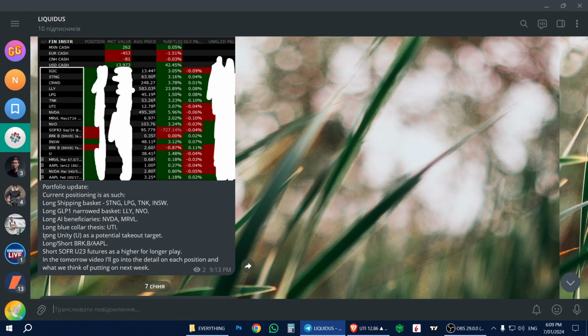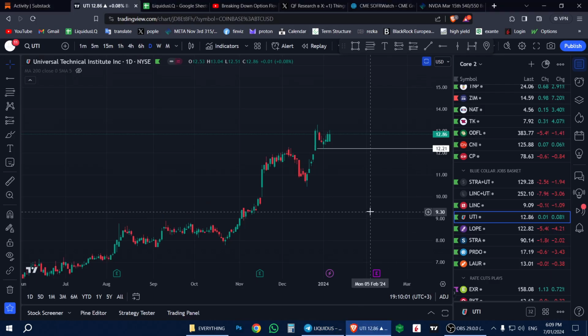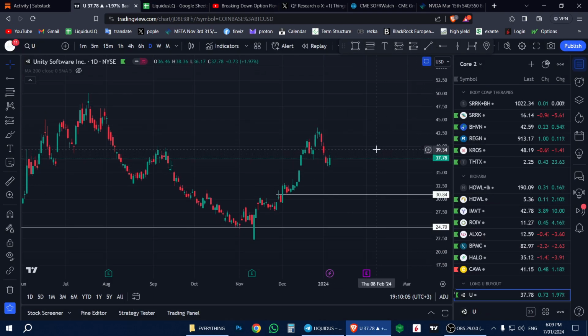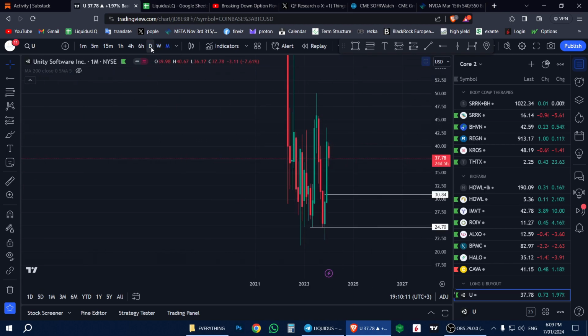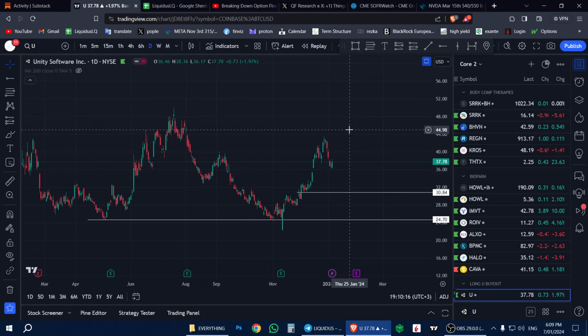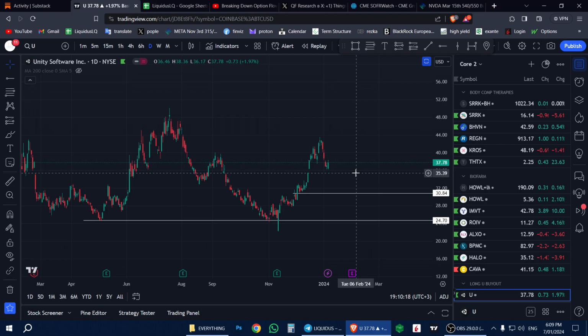The next thing, long Unity as a potential takeout target. Citrini proposed a long-short, but later on we changed it to just long. And from the perspective of the signal, this looks promising, looks very nice. Completely dependent on beta. If SPX drops lower, Unity will drop down to $32.